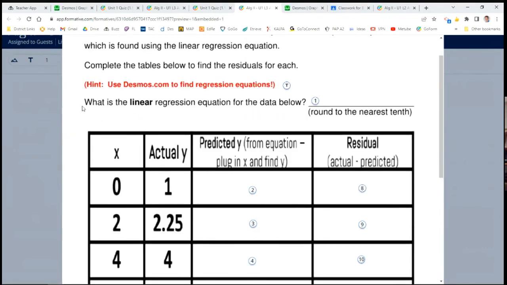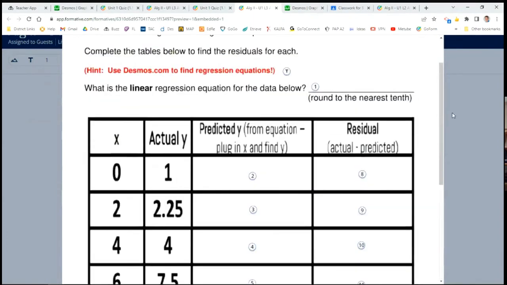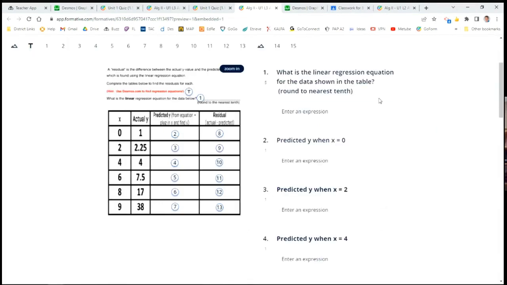So first, you have to figure out what the linear regression equation is, just like we did before, to the nearest 10th. That's what you have to fill out for number 1. You have to say what that equation is, because if you don't know the equation, you won't be able to figure out any residuals. You have to be able to predict that. I hit escape, and that'll unzoom that.